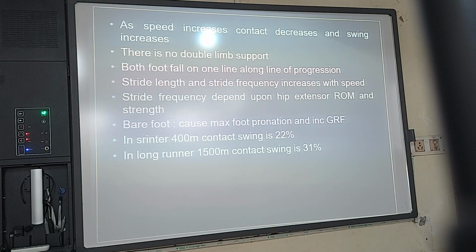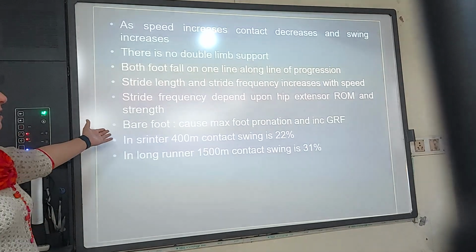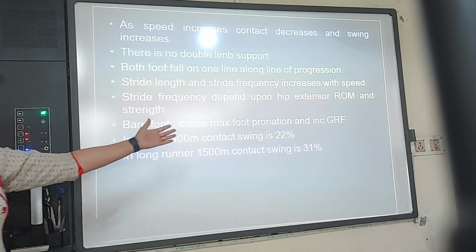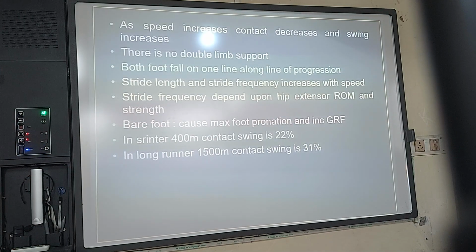The chances of injury at the knee are more. The chances of meniscal injury are also very high. So that is why we say that the chances of foot pronation are more, the ground reaction is more, and the injury is more. That is why we never say to go for barefoot running.